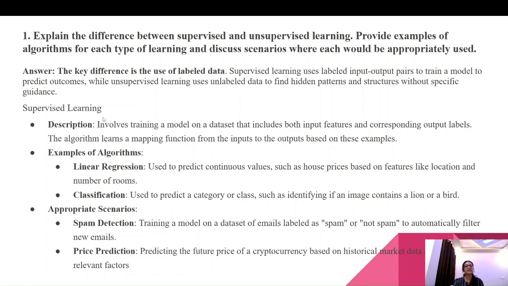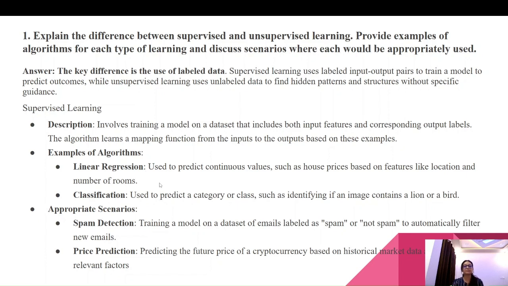Supervised learning involves training a model on a dataset that includes both input features and corresponding output labels. The algorithm learns a mapping function from the input to the output based on these examples. The examples of the algorithms are linear regression and classification.